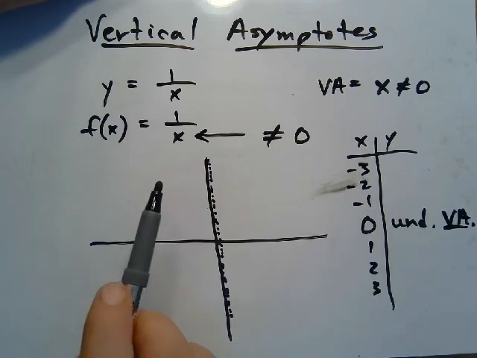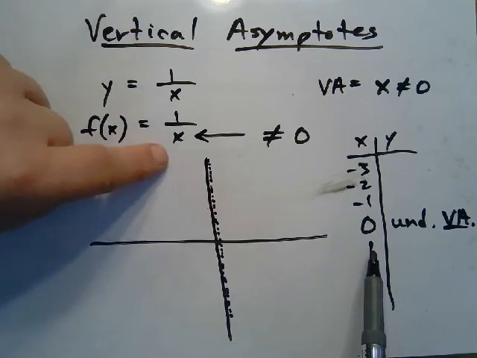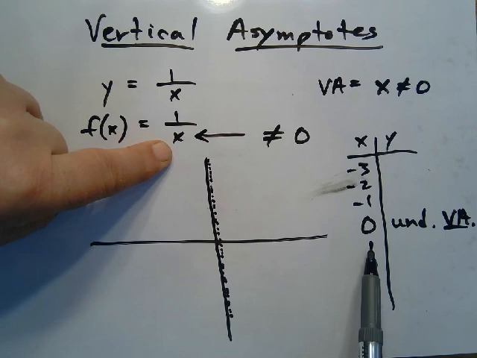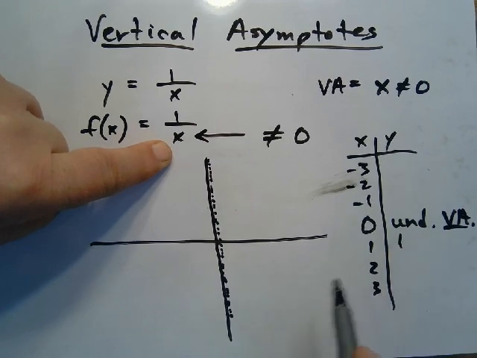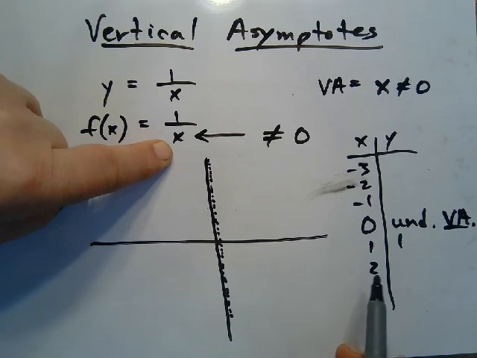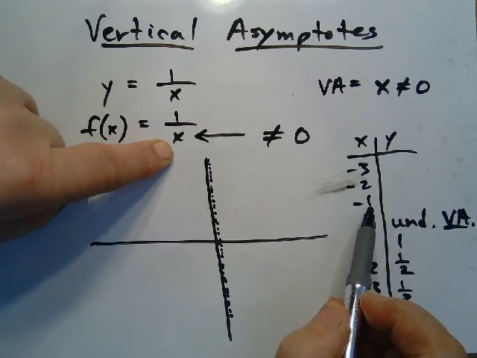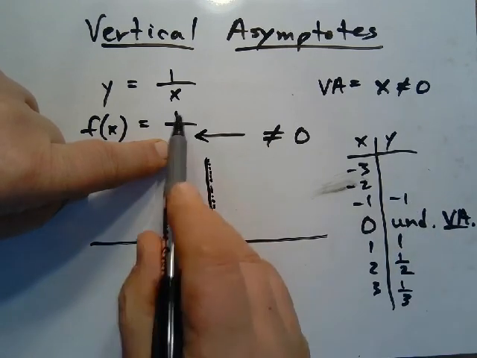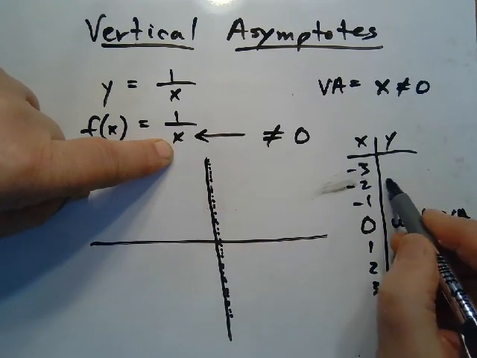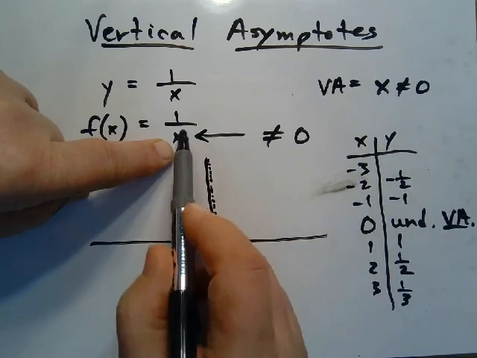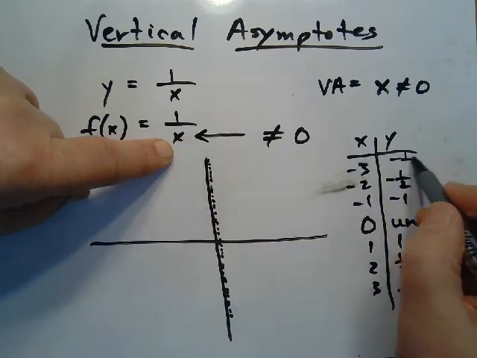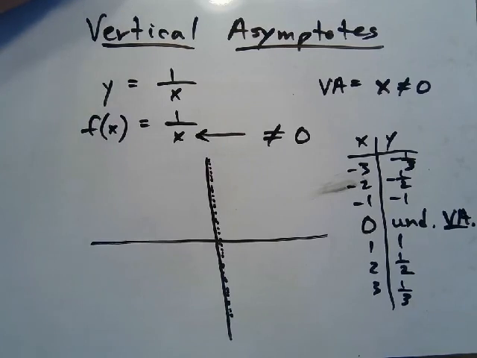Let's put some numbers in here. All right, let's go down here. If x is 1, 1 over 1 is 1. If x is 2, 1 over 2 is a half. If x is 3, 1 over 3 is a third. Okay, let's put -1 in there. 1 over -1 is -1. 1 over -2 is -1/2. And 1 over -3 is -1/3. Let's plot these and see what it looks like.